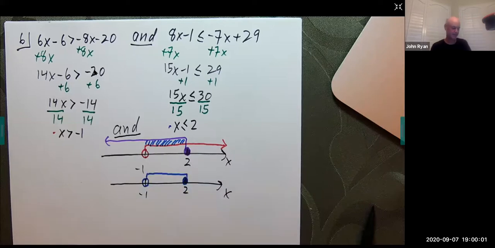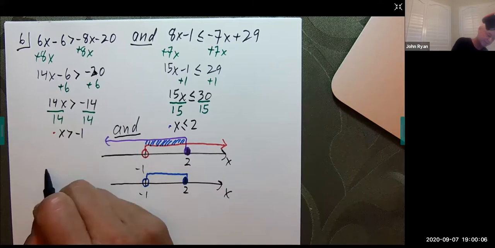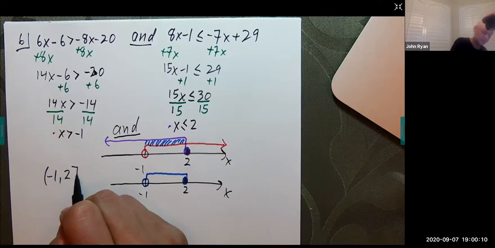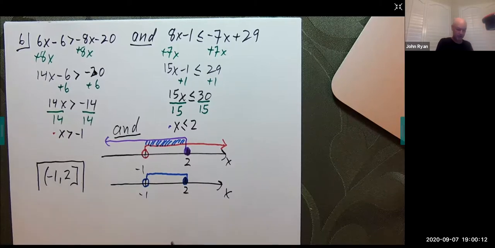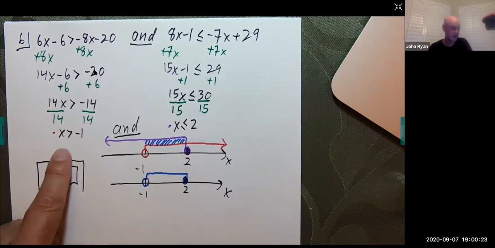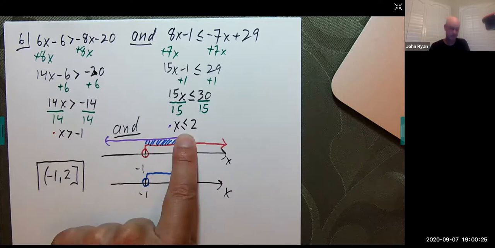And the interval notation is going to be so this bottom one is the actual graph. Now you'll note I'm not including negative 1, but I am including 2.